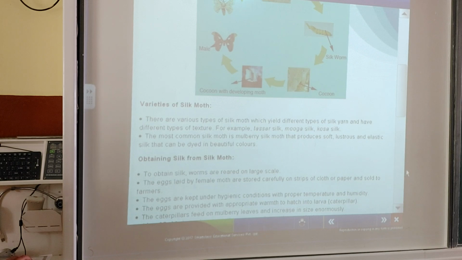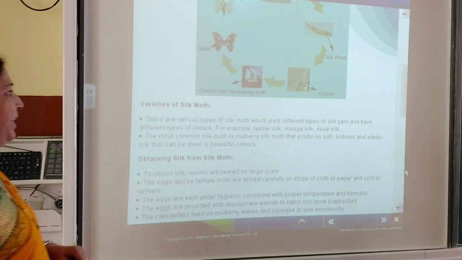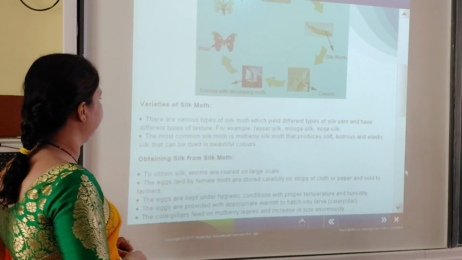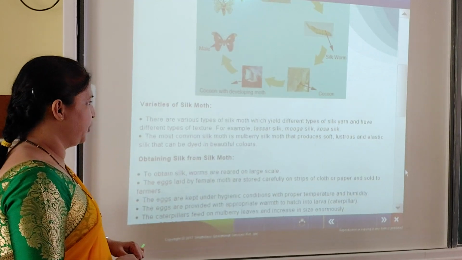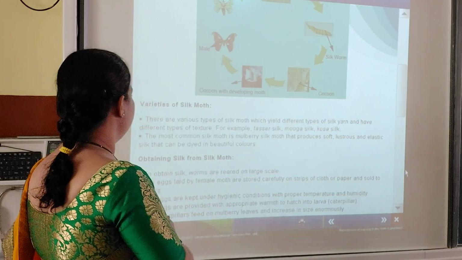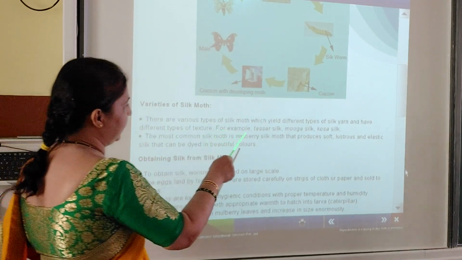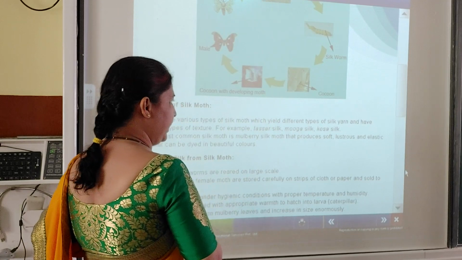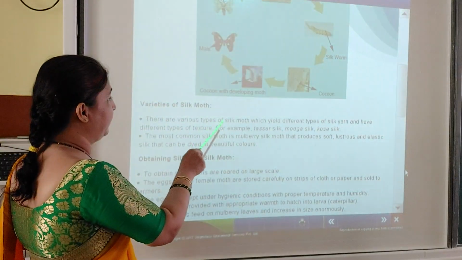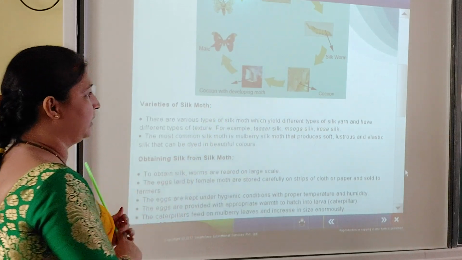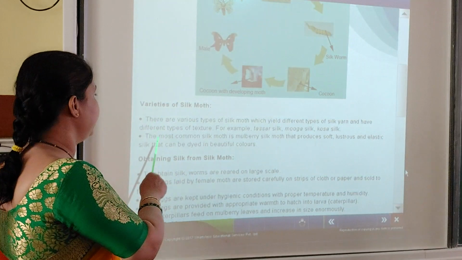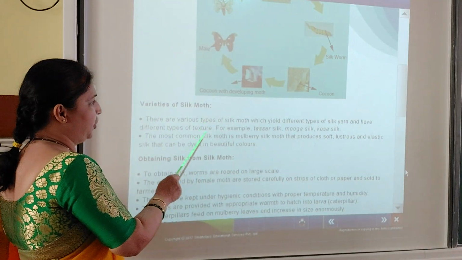The next topic is varieties of silk moth. There are various types of silk moth which yield different types of silk yarn and have different types of texture. For example, tassar silk, muga silk, kosa silk. These are the names of the different types of silk, obtained from the different types of silk moth, which yield different types of silk yarn of different texture.